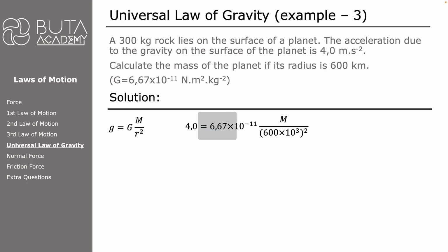Universal gravitation constant is 6.67 times 10 power minus 11. And the radius of the planet is 600 kilometers, or 600 times 10 power 3 meters. The only missing value in this equation is mass of the planet. After calculation, mass of the planet is equal to 2.16 times 10 power 22 kilograms.